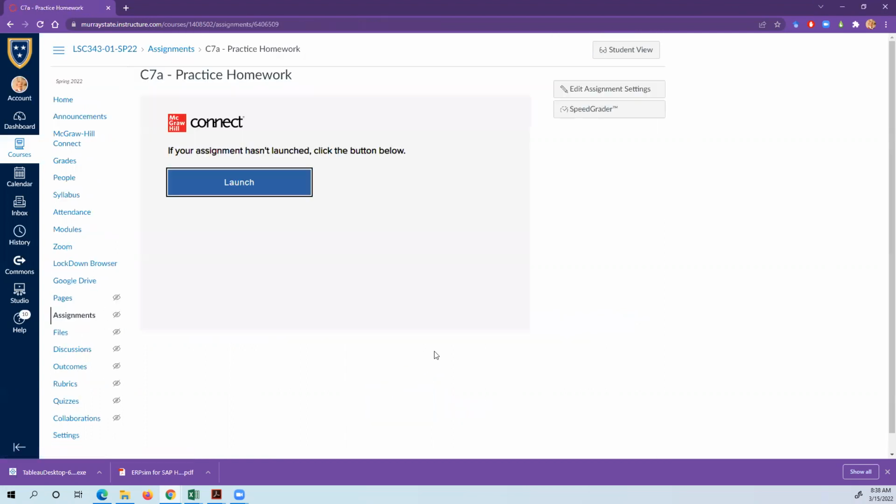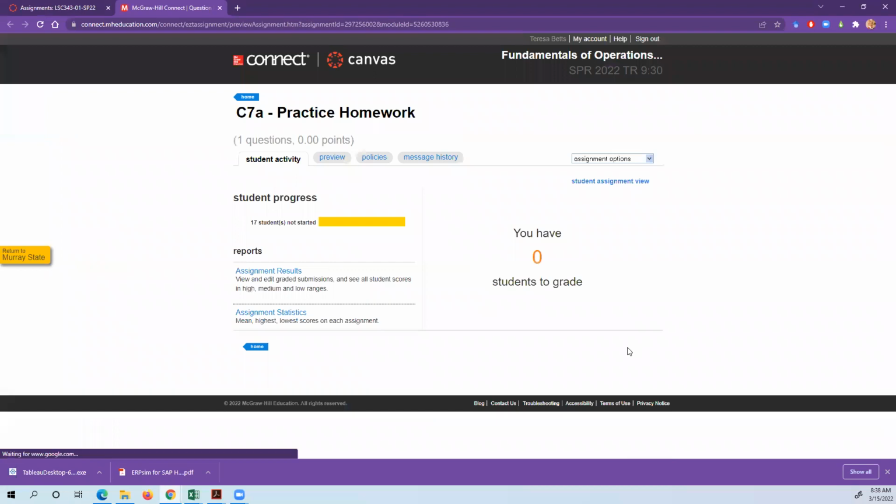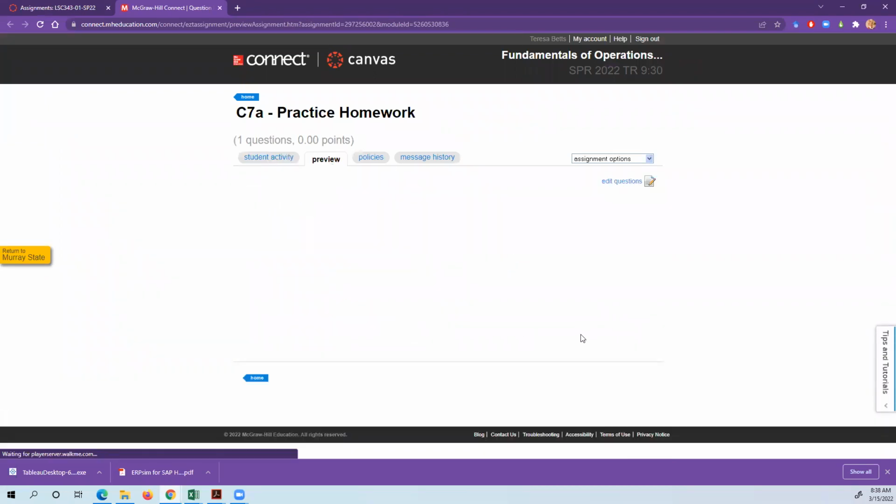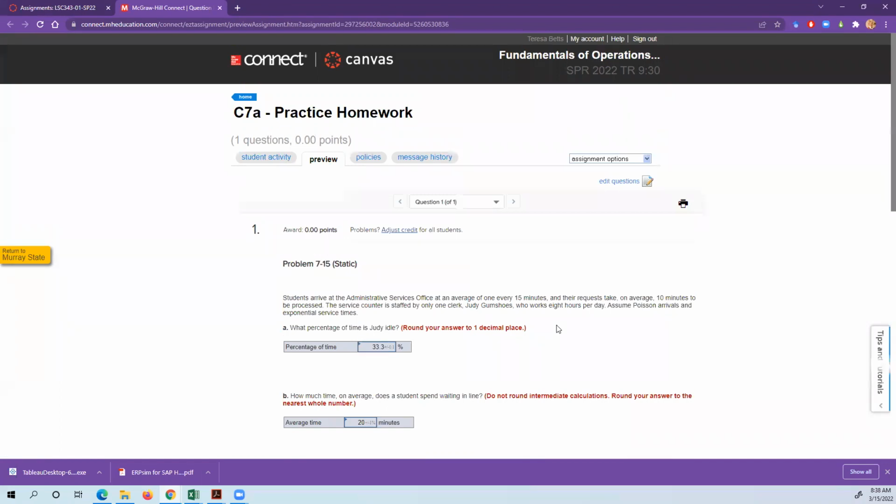But the 7A practice homework is a little bit interesting because it has questions about how we understand service operations and waiting time and lines and how we can quantify what's happening with those lines. So the problem that we have is students arrive at the administrative services office at an average of 1 every 15 minutes, and their request takes on average 10 minutes to be processed. The service counter is staffed by only one clerk, Judy Gumshoes, who works 8 hours per day. Assume Poisson arrivals and exponential service times.